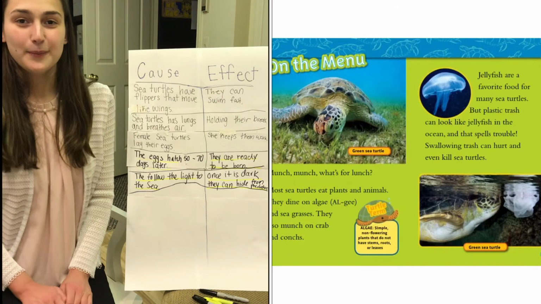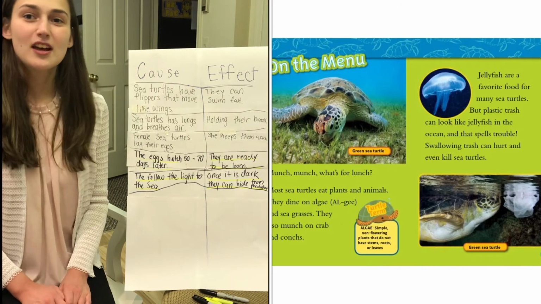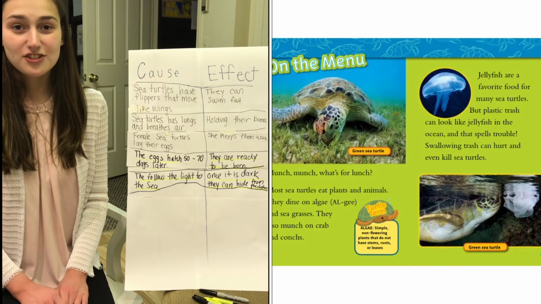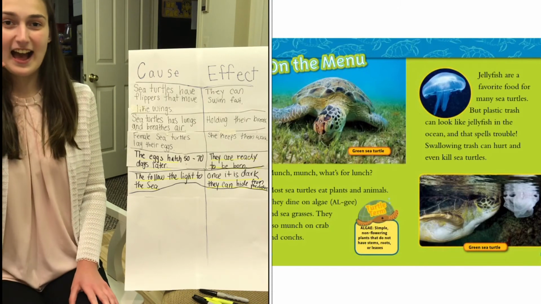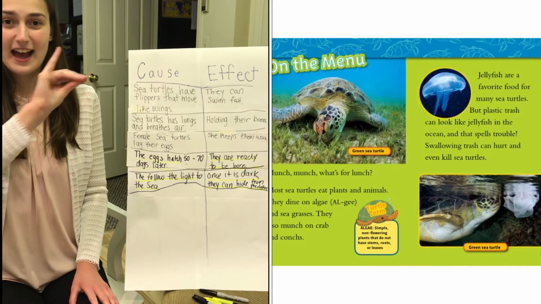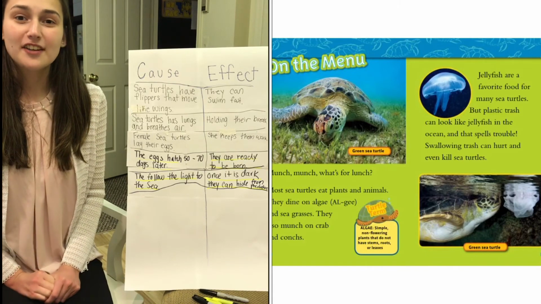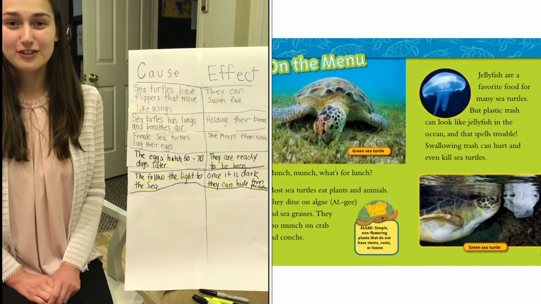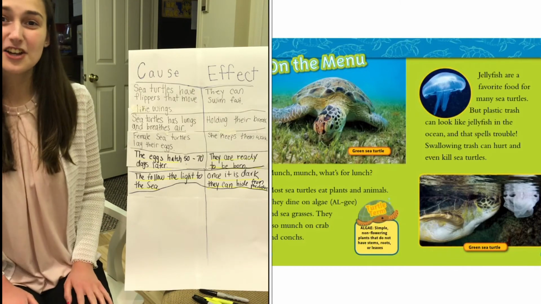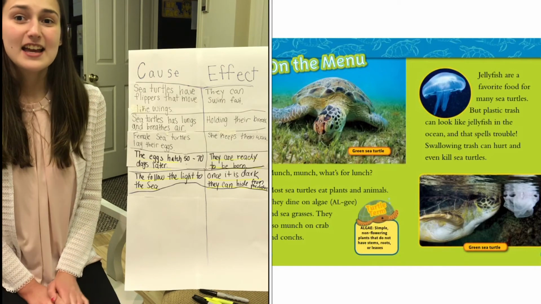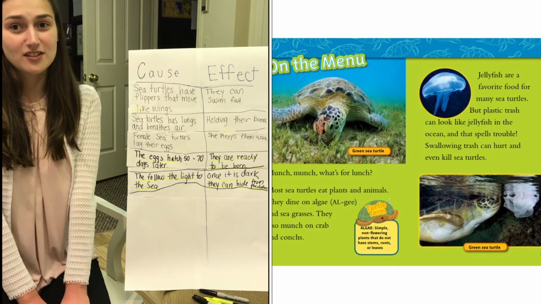On the menu, munch, munch, what's for lunch? Most sea turtles eat plants and animals. They dine on algae. Let's sound it out together. Algae. Algae. Algae is simple, non-flowering plants. It's green and it could be fuzzy and it's underwater. They dine on algae and sea grasses. They also munch on crab and conch shells.